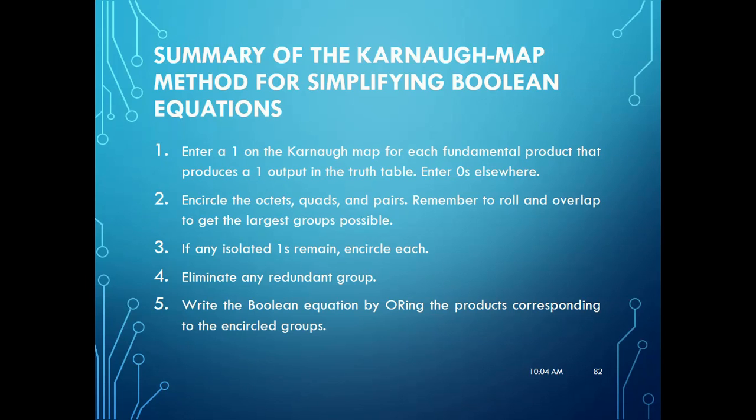And then the next step is, if any isolated ones remain, encircle each of them. Eliminate any redundant group. After grouping, if you find any redundant group, then you have to eliminate it, and later you have to write the Boolean expression by ORing the products corresponding to the encircled groups.